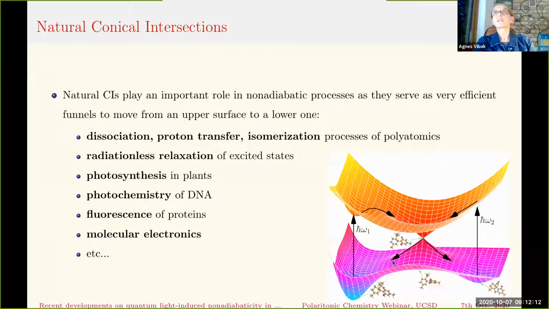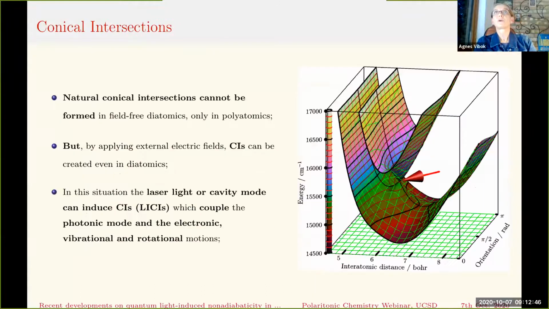It is also known that conical intersections in natural non-adiabatic phenomena are very important in non-adiabatic processes, because a conical intersection can serve as a very efficient funnel to transfer the population from the upper adiabatic surface to the lower one. These processes are important in many biochemical and physical processes like dissociation, proton transfer, isomerization, photosynthesis in plants, fluorescence in proteins, molecular electronics, and so on.